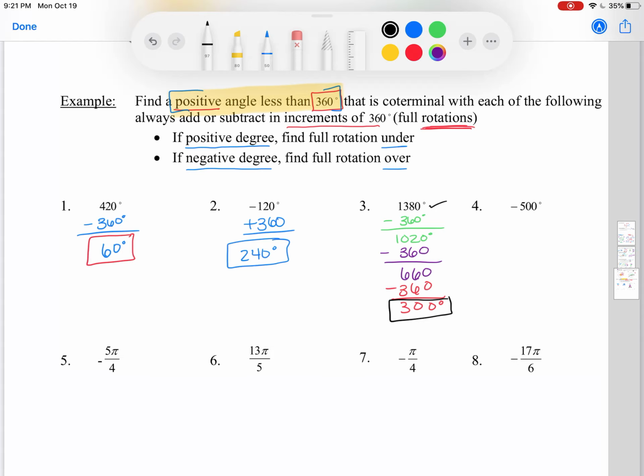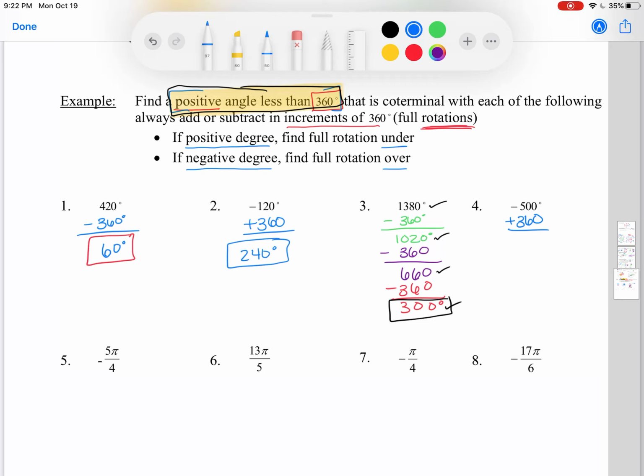All right. And if you think about coterminal angles, I know these examples have the restrictions between 0 and 360, but if you started with 1380, another coterminal angle with it could be 1,020. Another coterminal angle could be 660. And another coterminal angle could be 300. All of those are considered coterminal angles, but because the directions asked for a positive angle less than 360, I had to keep going to get my final answer between 0 and 360 degrees. All right, but they are all considered coterminal angles.